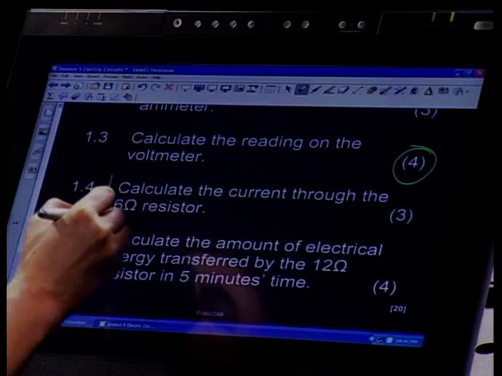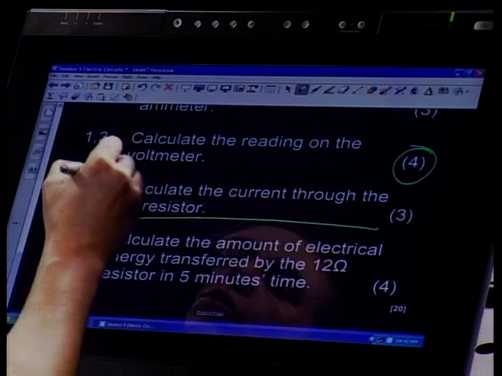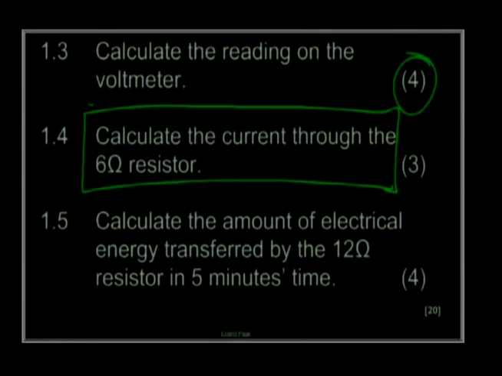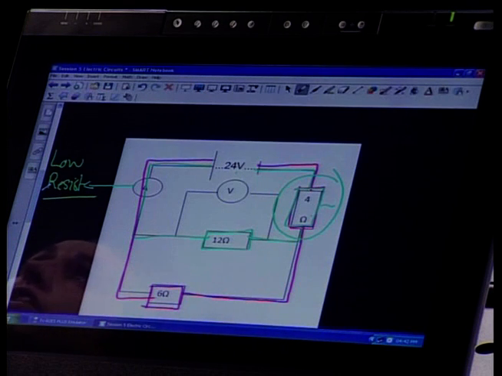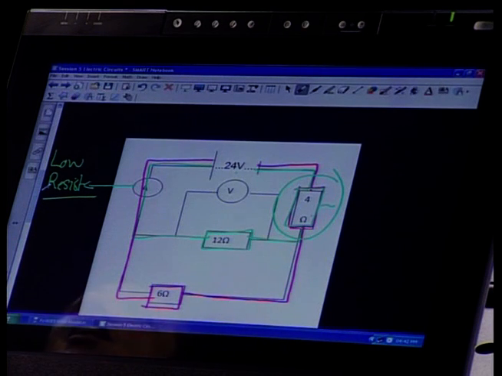Calculate the current that goes through the 6 ohm resistor. All right, remember, when you deal with a parallel connection, the current is going to split up. And based on Ohm's law, your current will split up in the following fashion. If it's got a very high resistance, very few of your charged particles will be willing to go through that high resistor.